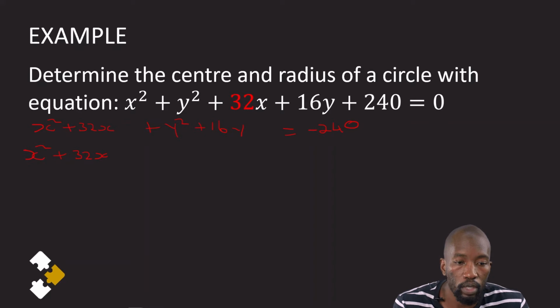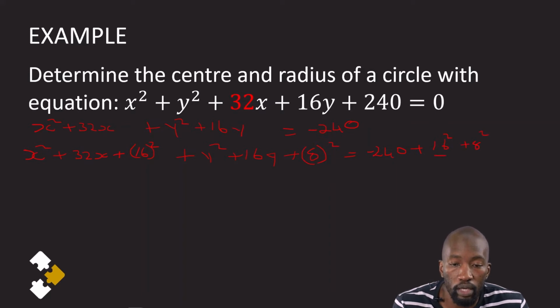Now all we need to do is say plus 16 squared. This is then fine. Then we carry on and say y squared plus 16y, plus 16 divided by 2 will give you 8. So we'll have 8, but we need to square it. This is going to be equal to minus 240 plus 16 squared plus 8 squared.